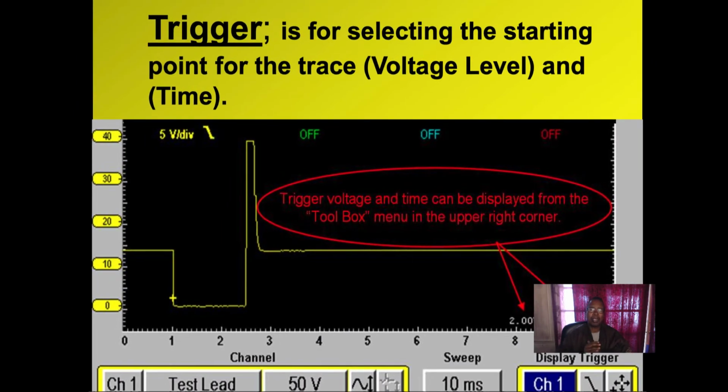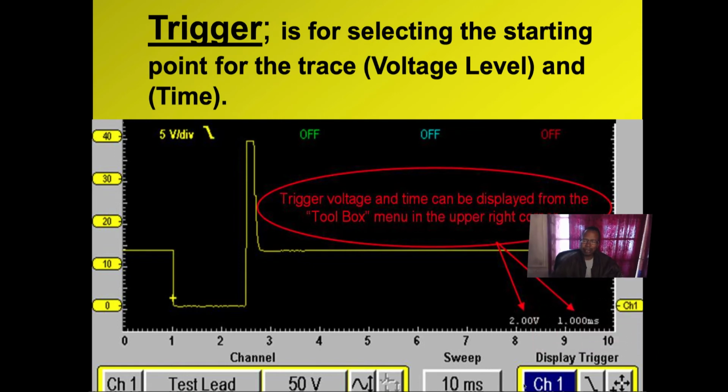Trigger is the starting point where the trace starts to draw across the screen. As you see here, the trigger selection is the starting point for the trace: voltage level and time. For example, you see here, I have my trigger set up at 2 volts. You see this right here? That's my starting point here at 2 volts.